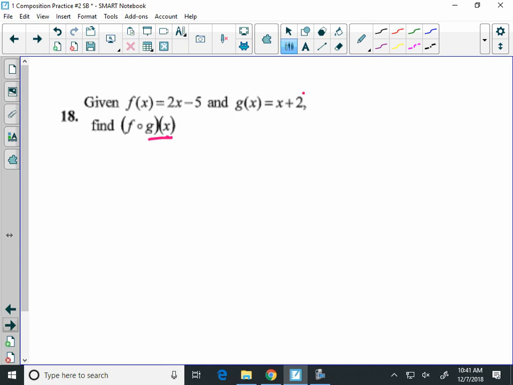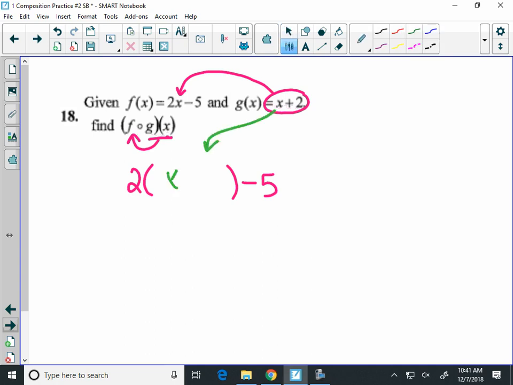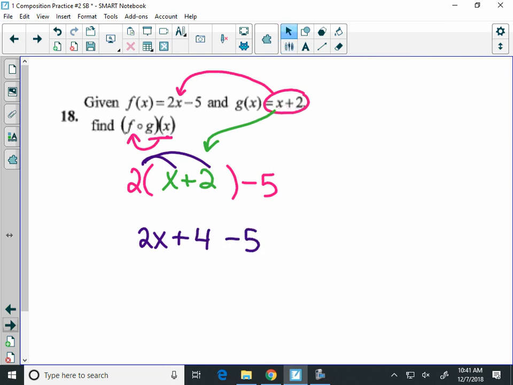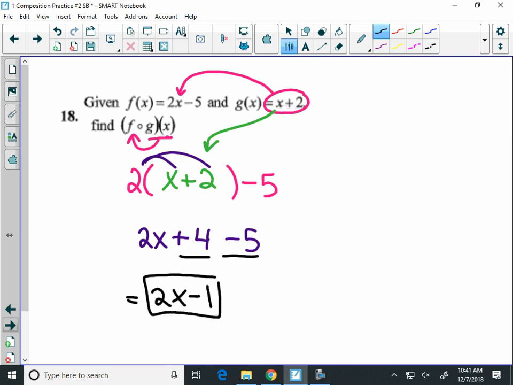I'm going to take g and put it into the function on the left. So I start with the function of f, 2 blank minus 5. And in there, I'm going to put the function of g, x plus 2. You're going to distribute the 2. 2 times x is 2x plus 4 minus 5. And then just collect like terms. 2x, and that'll be minus 1. 4 minus 5 is negative 1.